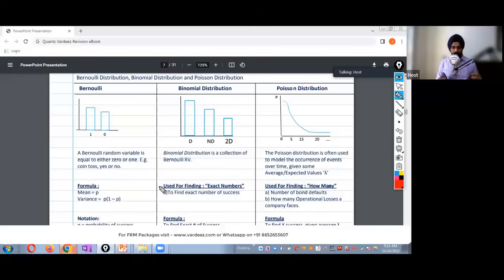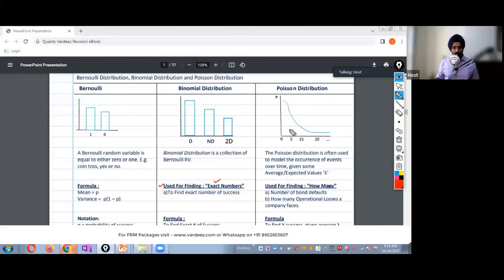When it's discrete, when there are few in numbers, you can follow a binomial distribution. What is the binomial distribution actually used for? It's used for finding the exact number of successes. If you toss a coin or roll a dice, what is the probability that exactly this thing will happen, exactly that thing will happen? When you have something like that, we use the binomial distribution.